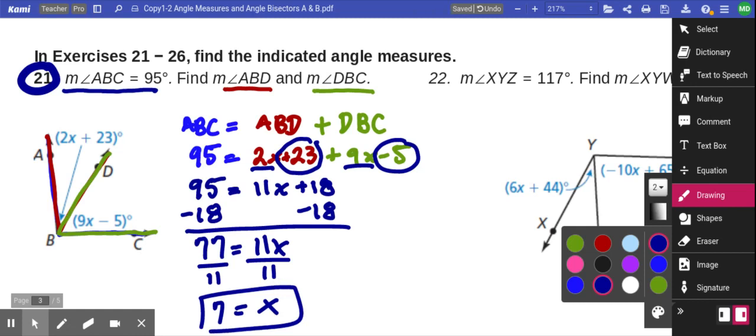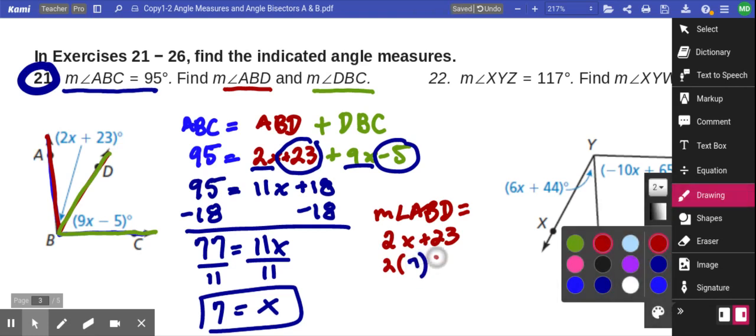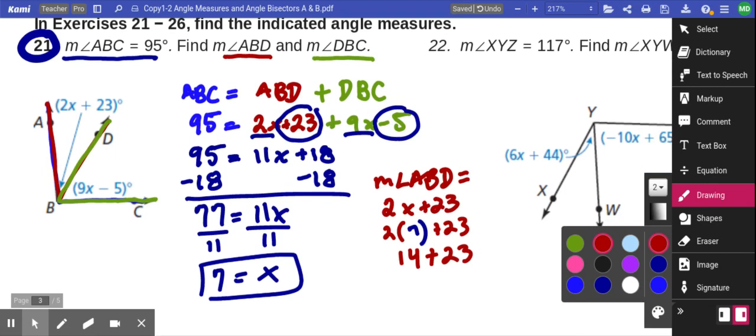Now be very careful, because that's not what our question was asking for. We want to know what the measure of angle ABD was. Well, we know angle ABD is 2x plus 23. We know x is 7. That is 14 plus 23 to give us a total of 37 degrees.